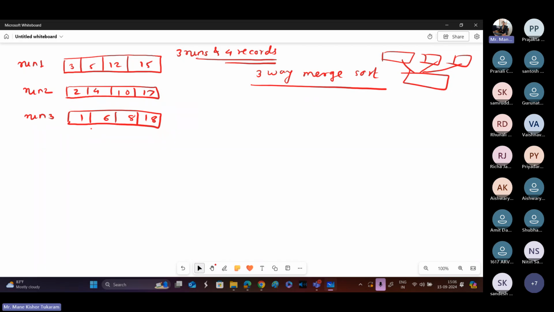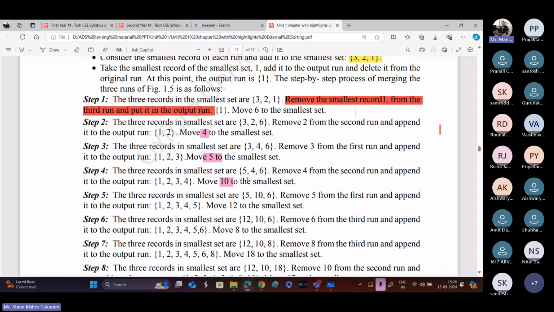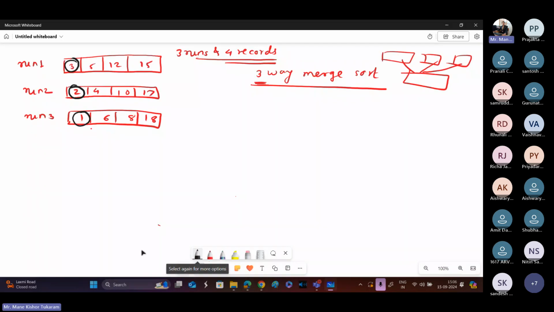So clear up to this. 3 runs means 3 blocks, and in each block there are 4 records. And now we have to apply the 3-way merge sort. 3-way merge sort means we have to just choose an element from each run. So now we have chosen the first record from each run and we can apply the sort algorithm on that. Okay, so I will show you step by step.